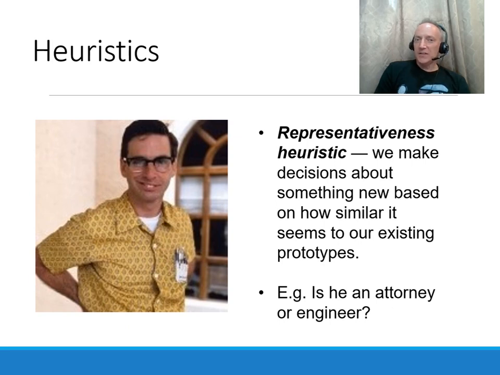We're ignoring some very important data there. If we want to get as many right as we can, we literally could have just blocked our ears to everything that was said in the description and always answer attorney, attorney, attorney. But most people don't. They will rely on their representativeness heuristic and assume the guy is an engineer because it seems to match my prototype.